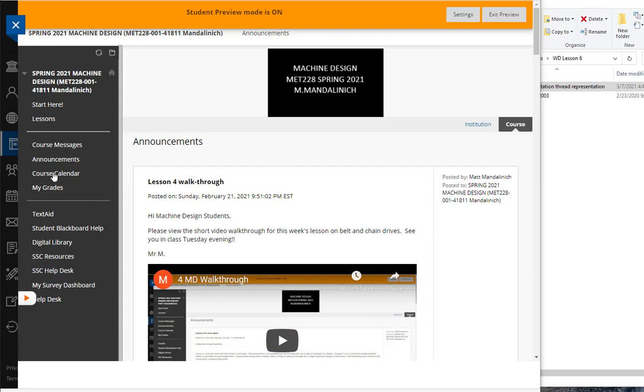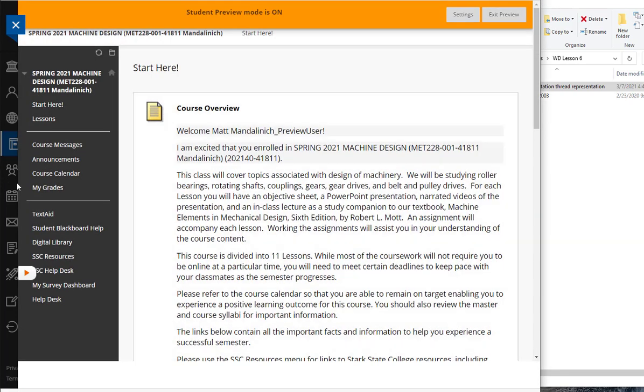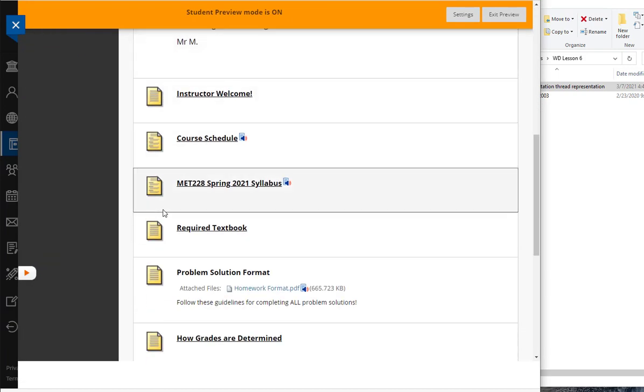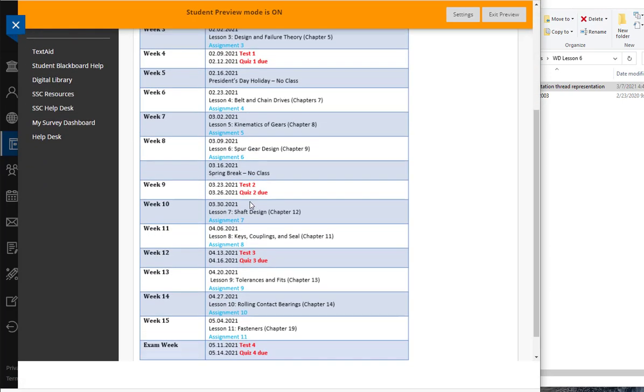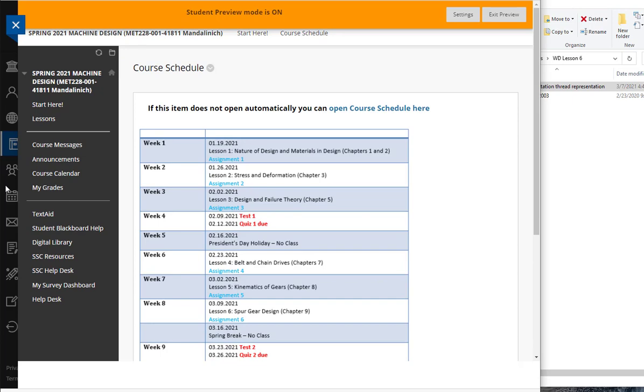So here's where we're at in the course. If we look in the Start Here folder, let's take a peek at this course schedule. And here we are right here. This is week 8, spur gear design. Next week is spring break, and then the following week we come back and we're going to have test 2. Test 2 is going to be over lessons 4, 5, and 6. So let's talk about lesson 6.